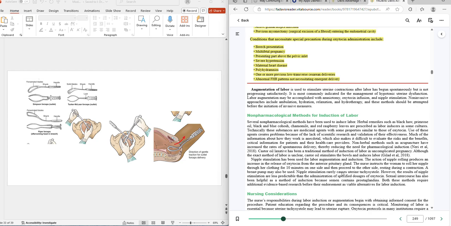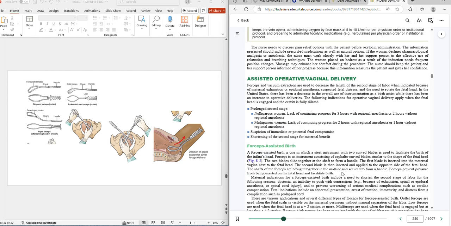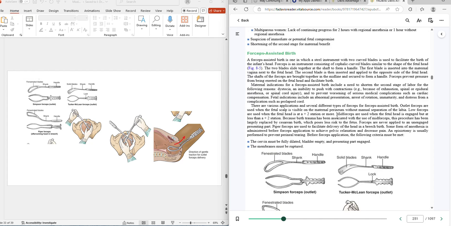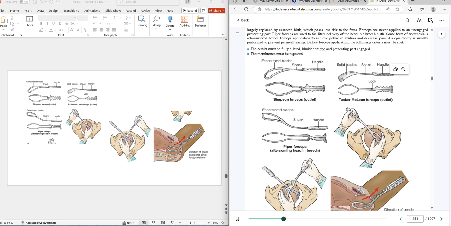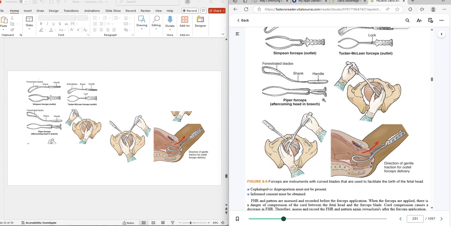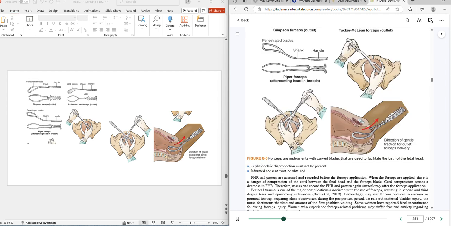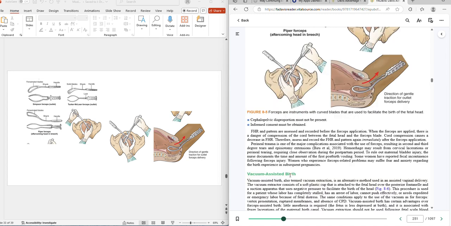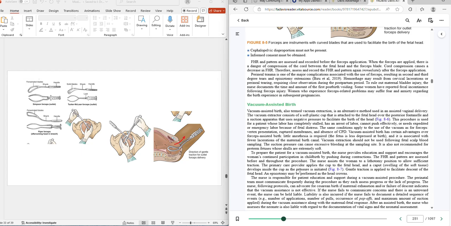All right, so on page 251, you read through all this, but there are some assisted operative or vaginal delivery devices that the physicians use. These are forceps, different types of forceps. Piper forceps, very common. The Simpson forcep is another common one, but they do use these still. They can cause some traumatic injury to the cephalic portion of the fetal head, the cephalic head of the fetus. They also use some vacuum assisted birth.